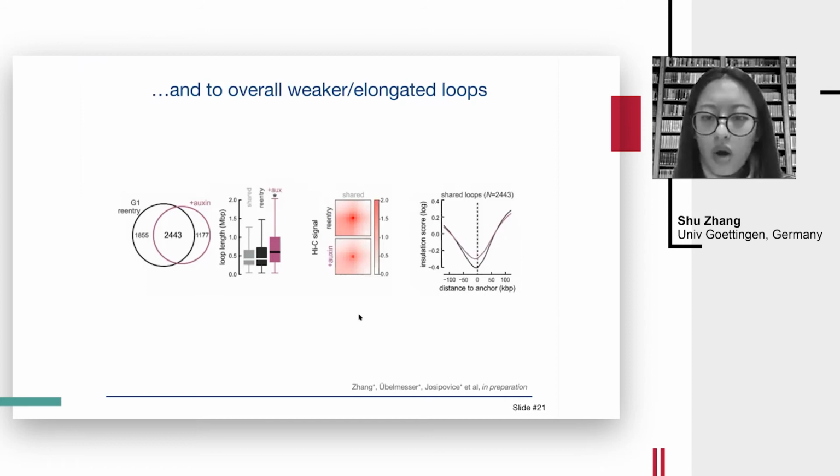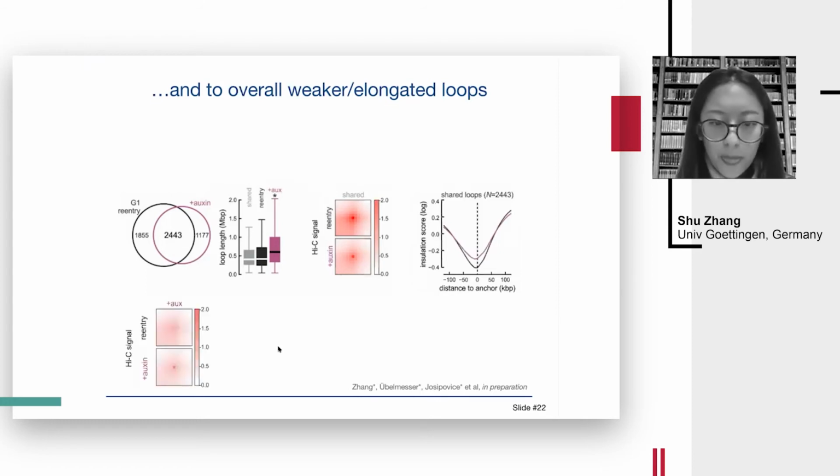That means something is wrong with CTCF-based cohesin loops in these degradation samples. And in addition, we also found more than 1,000 loops that only exist in our degradation samples. It's similar to the case before, but the difference is that the new loops in the earlier case have a very strong loop signal and strong insulation signal. But here in this re-enter G1 degradation, the loops have a very weak signal. So that also means these CTCF-based cohesin loops have some problem.